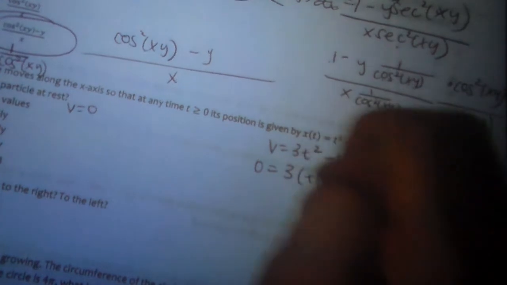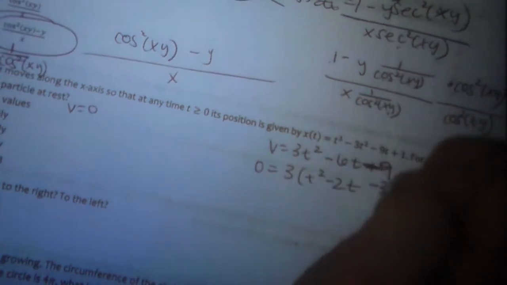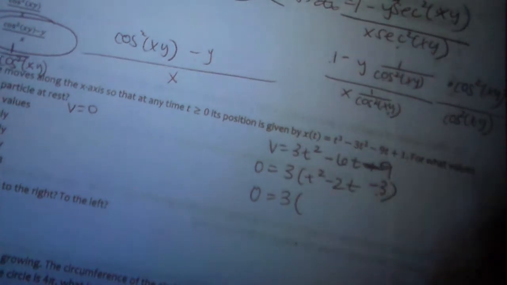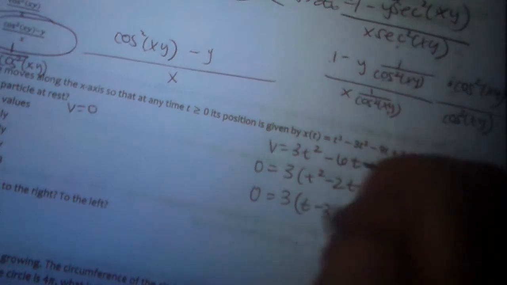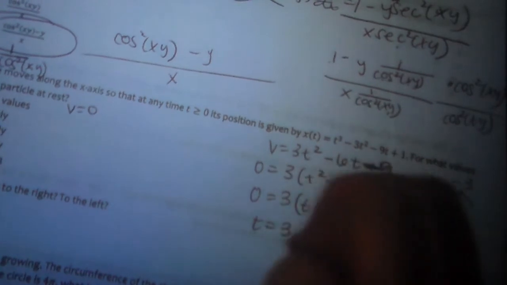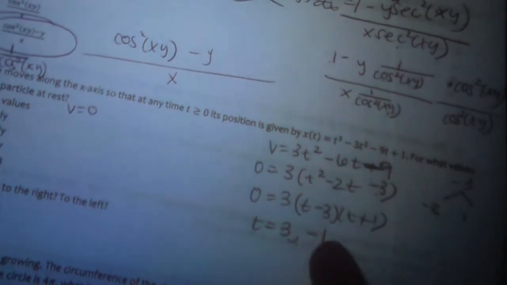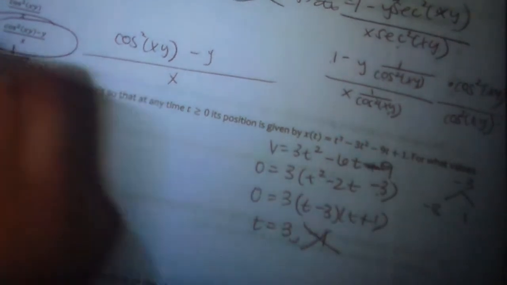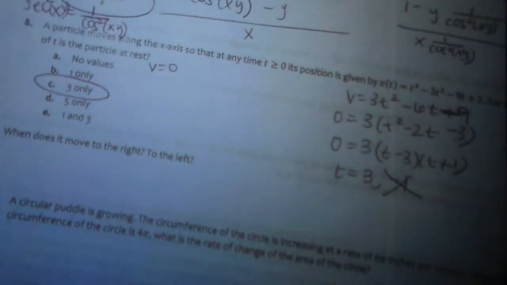Factor out a 3, that's t squared minus 2t minus 3. Keep factoring. I want to multiply to negative 3 and add to negative 2, so that would be negative 3 and positive 1. So t minus 3 and t plus 1. So then the t values are 3 and negative 1. Negative 1 is obviously not going to be a time because t is greater than 0, so it's just at t equals 3. So 3 only.